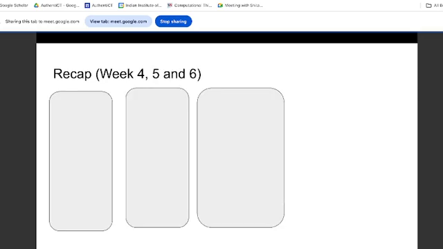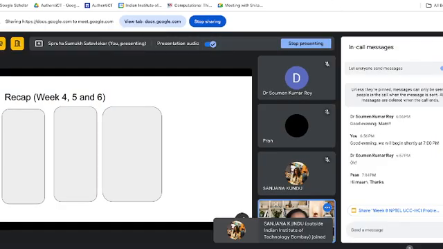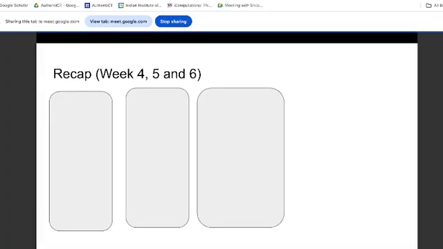So initially, welcome Sanjana, we are now just going through a recap of our previous weeks. In weeks 4, 5, and 6, we learned about the KLM models.